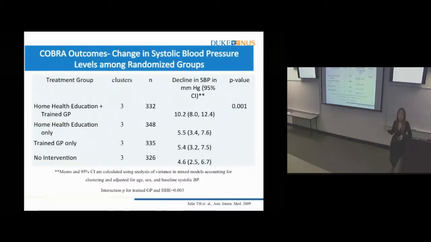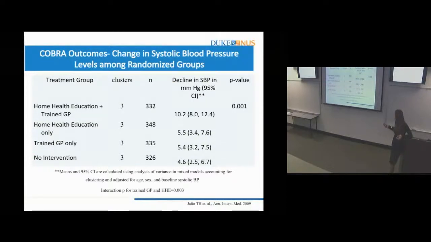And if we train the community GPs on updated management of hypertension, we know that their guidelines are dated and there are no regulations on continuing medical education, but if we train the community GPs, is that going to make a difference?